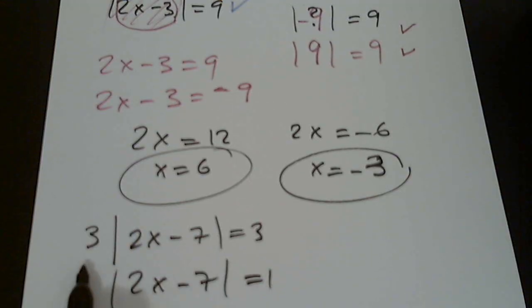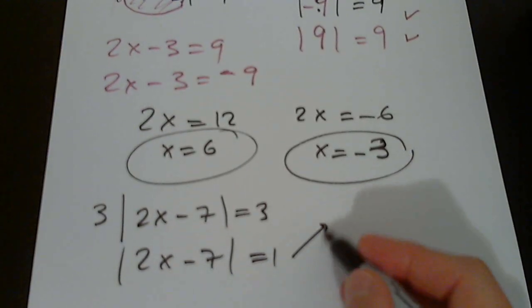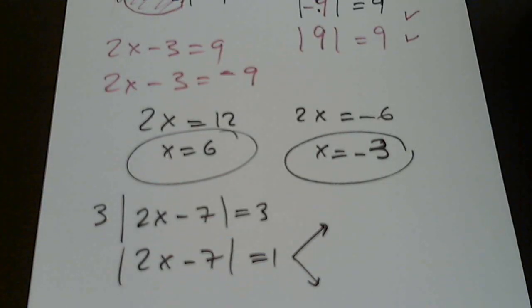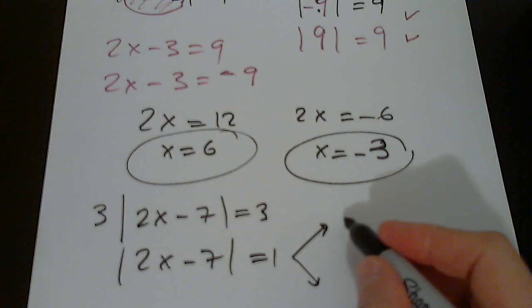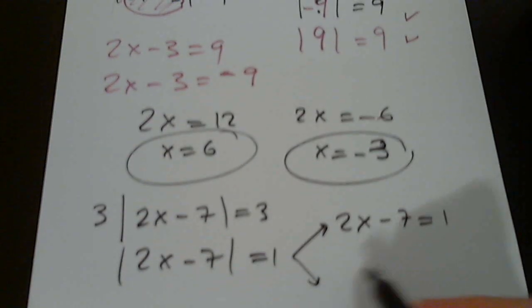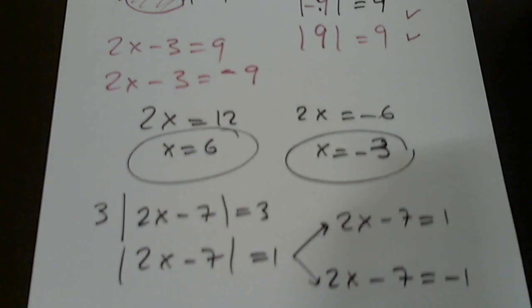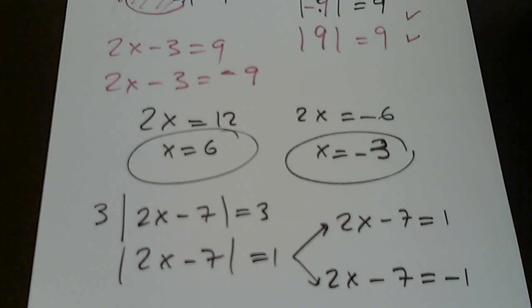I divided the left-hand side by 3, and I divided the right-hand side by 3. And now you're going to tell me two options. What are the two options that you will look at? Would it be 1 or negative 1? Yes, but you have to say 2x minus 7 equals 1 or 2x minus 7 equals negative 1. Perfect.